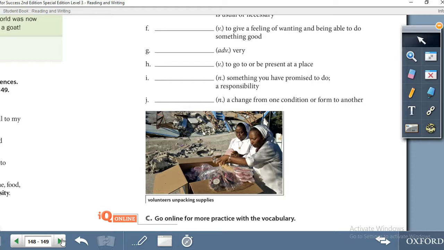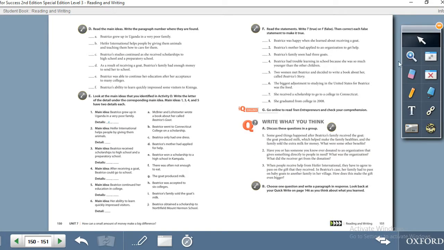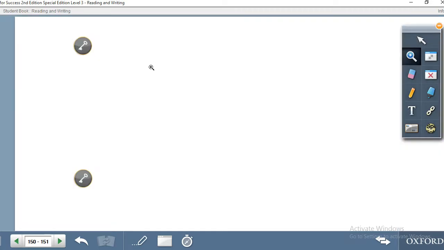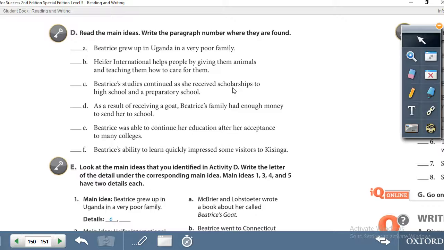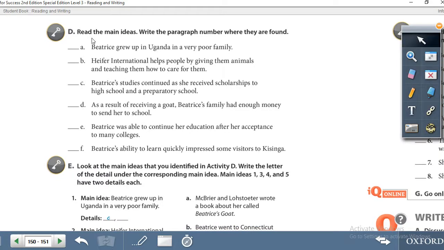Let us turn over to page 150. So page 150, exercise D. Read the main ideas, write the paragraph number where they are found. So you will read each one from A all the way to F, and you will write the paragraph number in the blank spaces where they are found. So, for example, A. Beatrice grew up in Uganda in a very poor family. If you feel this came from paragraph number 1, you will write number 1 next to A. That is how you will complete exercise D.